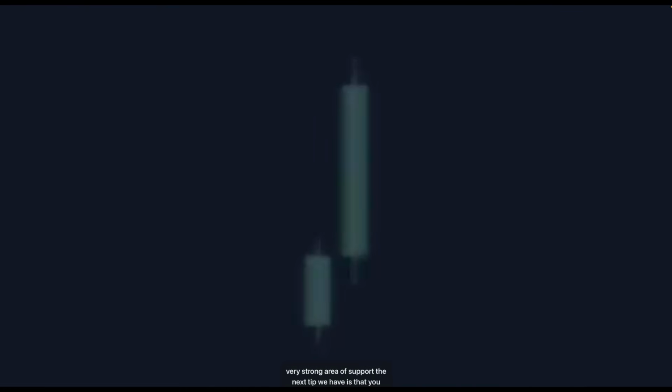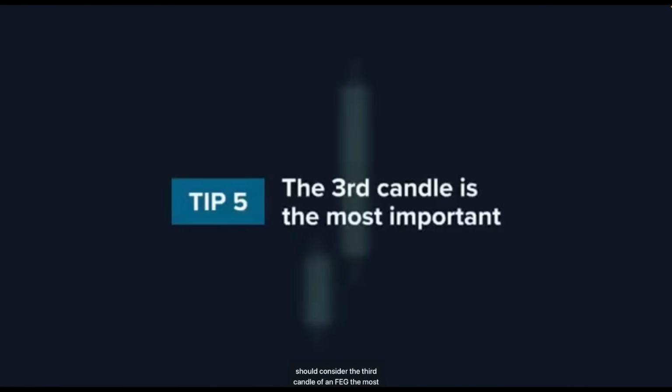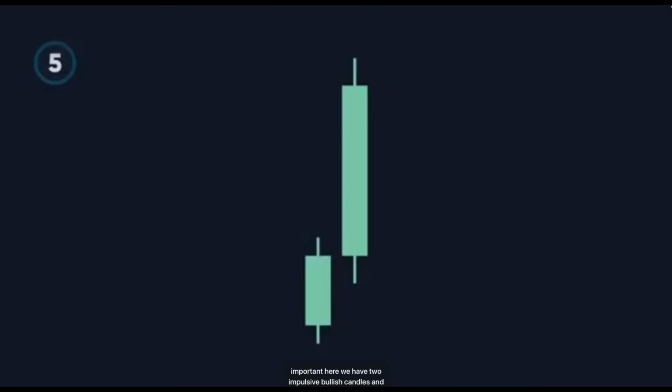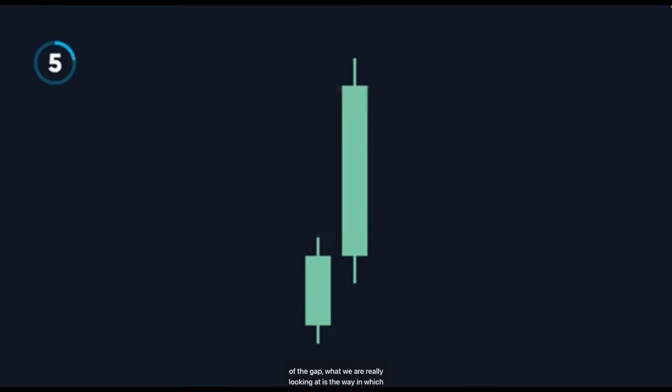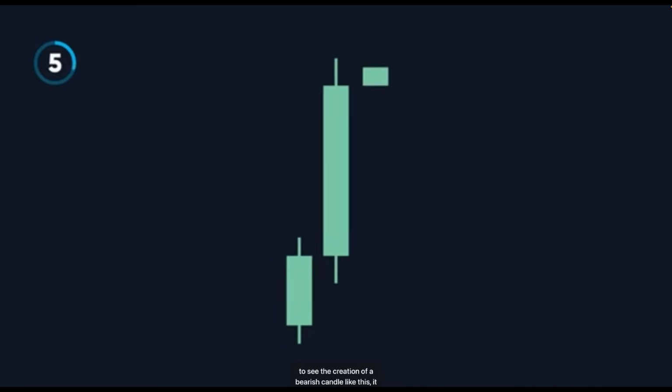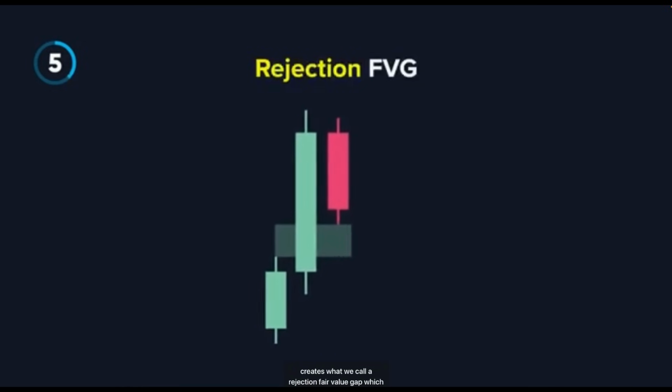The next tip we have is that you should consider the third candle of an FVG the most important. Here we have two impulsive bullish candles, and just by observing these two candles, we already know the maximum potential size of the FVG before the third candle has even opened, but we aren't really interested in the size of the gap. What we are really looking at is the way in which the third candle chooses to form. For example, if we were to see the creation of a bearish candle like this, it creates what we call a rejection fair value gap, which we should avoid taking trades from.